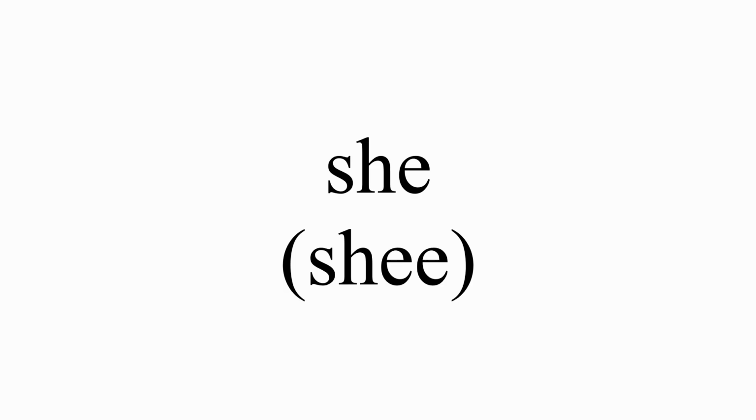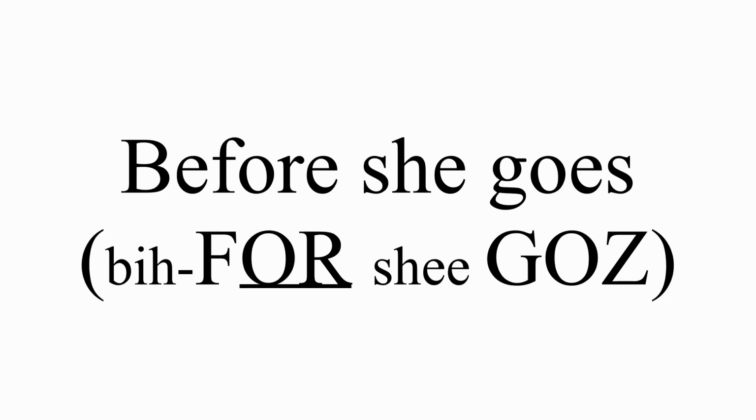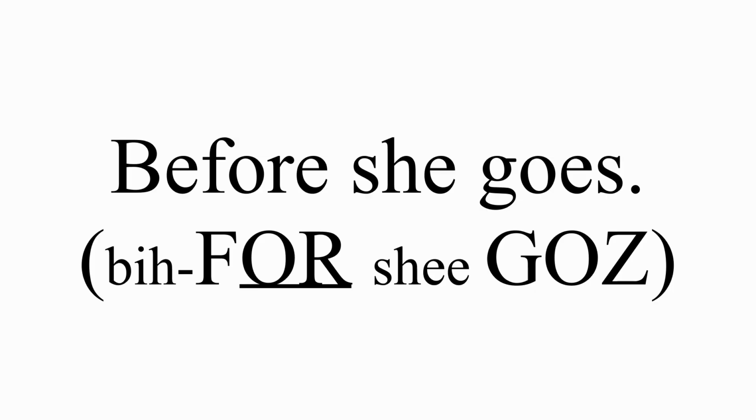Now we have the word "she". This is not stressed, it's just a pronoun. Before she. And then "goes". That's a verb, it's going to be stressed, one syllable. Before she goes. So if we didn't have a comma there, if I just say, before she goes, when are you going to give it to her? Before she goes. It's very simple.